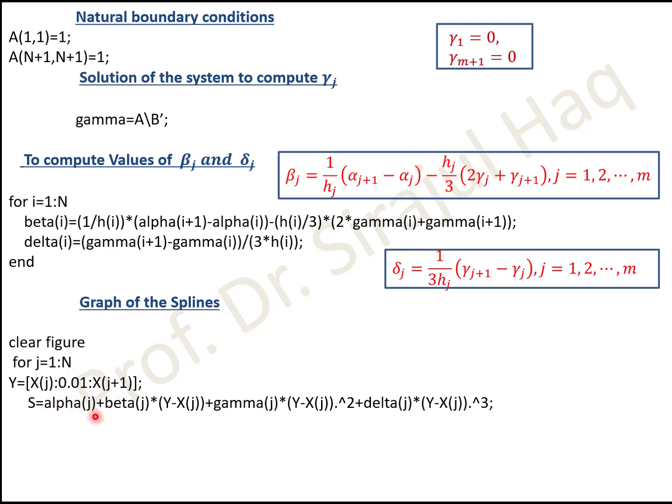So what the computer will be doing for you, it will generate a vector for you, and at every component of this vector it will compute the value of s for you. For example, at x1 it will compute s for you. For the value of x1 plus 0.01, it will compute the value of s for you. For the value of x1 plus 2 into 0.01, it will compute the value for you. And finally, at x2, it will compute the value of s for you. And then I ask the computer to plot it for me.